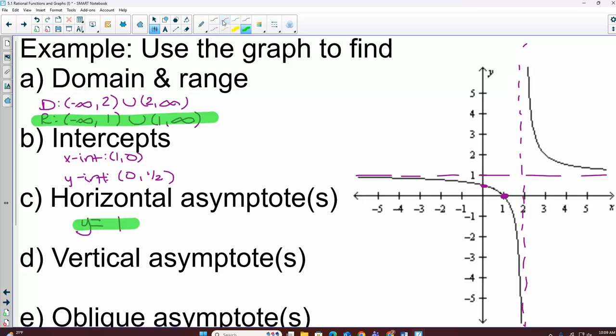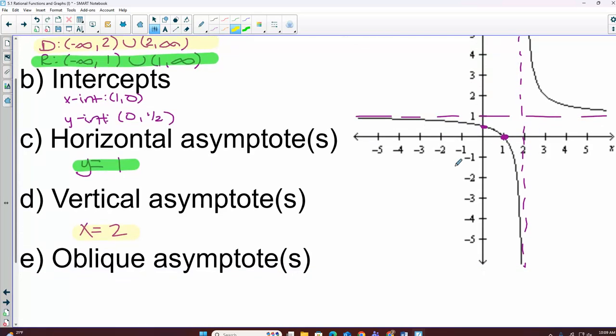Okay, my vertical asymptote, x equals 2. Notice 2 was the number not included in my domain. So when we're doing those domains, those numbers that x can't equal, that's where we're going to get those vertical asymptotes on our graphs. Oblique. An oblique is just any other line, so like a slanted line. Do we have any slanted lines we're approaching but not touching here? No, so there is none.